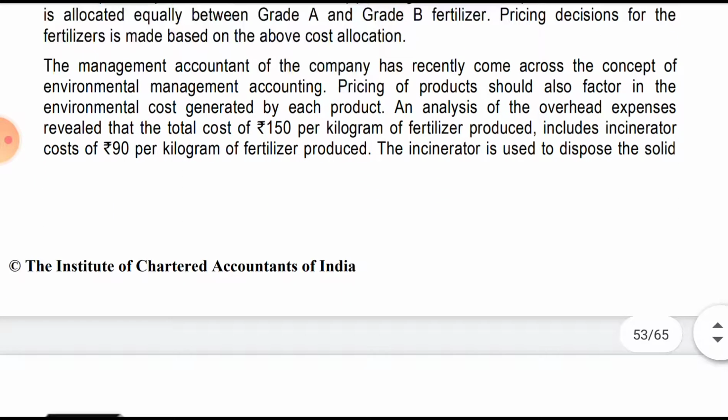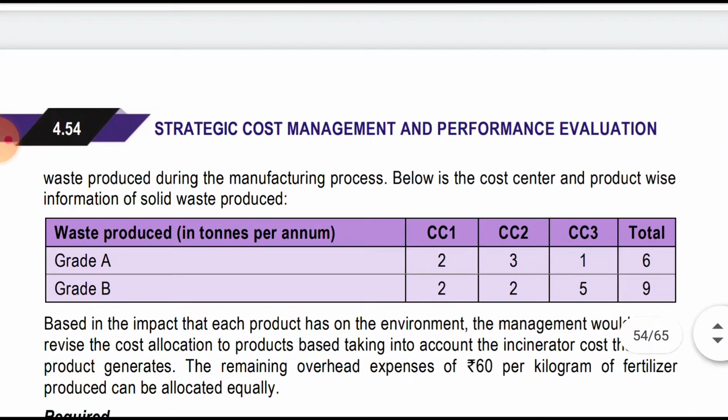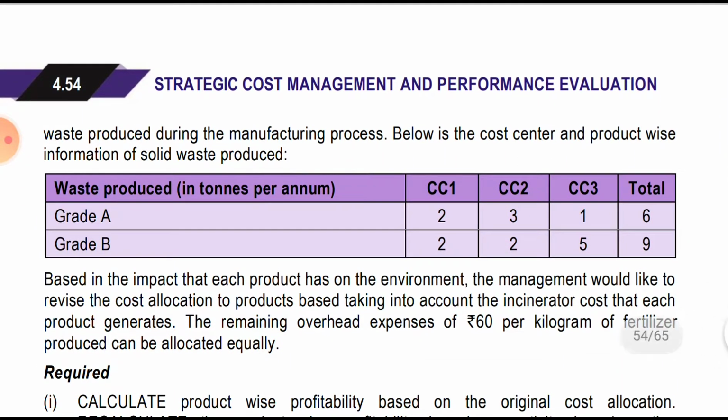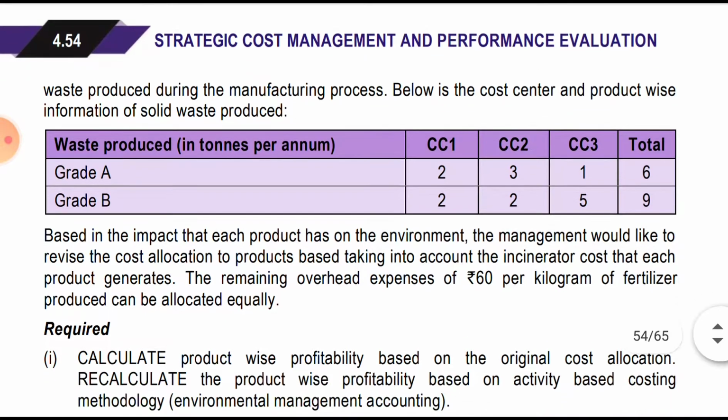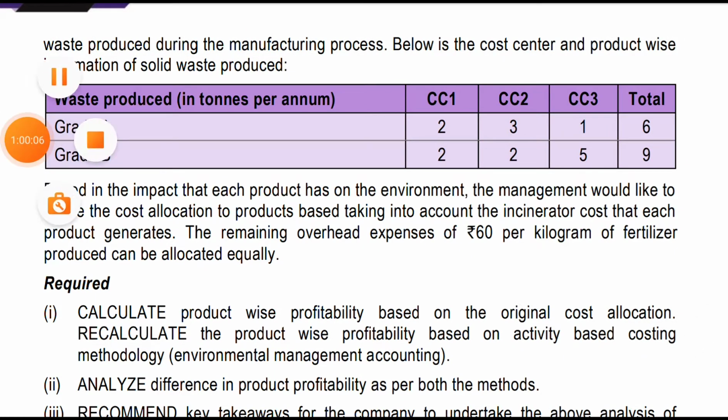The incinerator is used to dispose of the solid waste produced during the manufacturing process. The below is the cost center and product wise information of the solid waste. So this waste is allocated to grade A and to grade B based on the cost center. Basically we can directly divide that 90 in these two parts, that is 6 plus 9. So this will form a ratio. 6 plus 9 is 15. So you directly take 90 into 6 by 15 and into 9 by 15. So we can allocate that to grade A and grade B based on the impact.